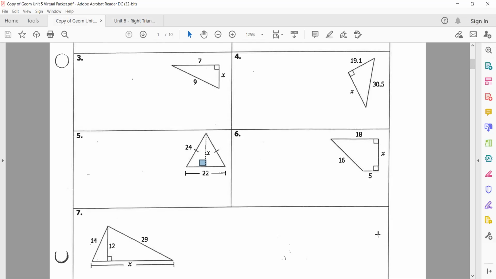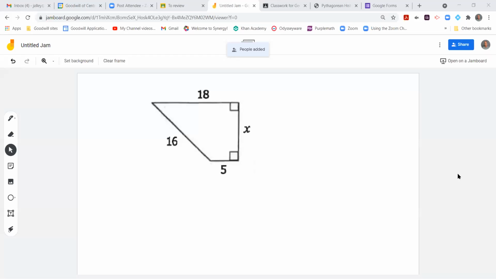I need to create a little Jamboard thing here real quick with this problem to show you. You guys think about that. So here's that problem, number 6. I see 2 different little squares in the corner of that shape. It's a 4-sided shape. Where can we identify a right triangle that's going to allow us to figure out what x is?